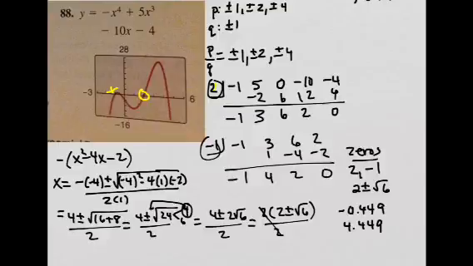And if you compare these numbers to what the graph says, it confirms what the graph says, right? So let me just point it out. So right here, 4.449, it's about 4.5. So that's about 4.5 right there. And then negative 0.449, it's about negative 1/2. And that would be about here, right there somewhere.